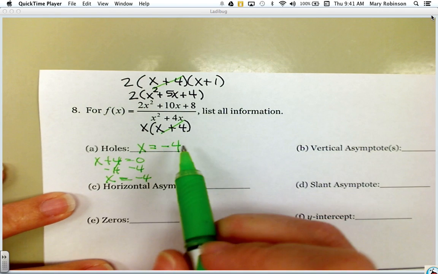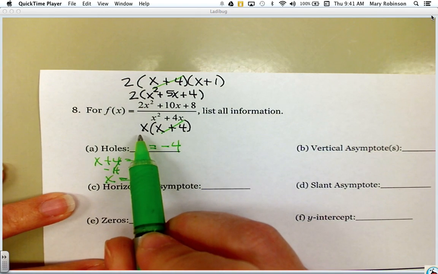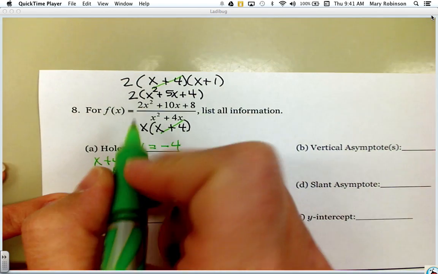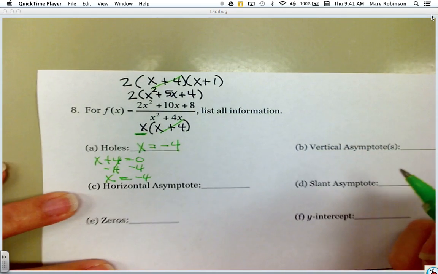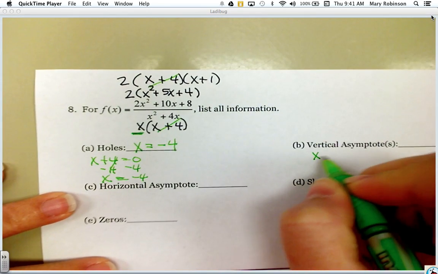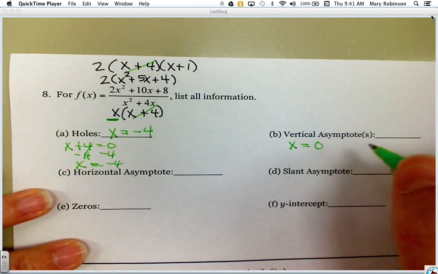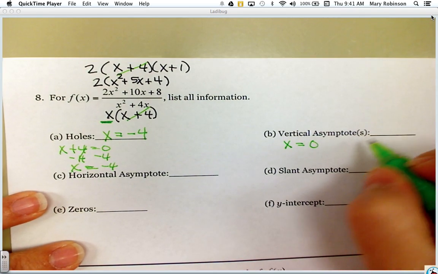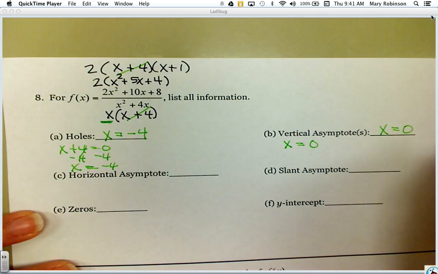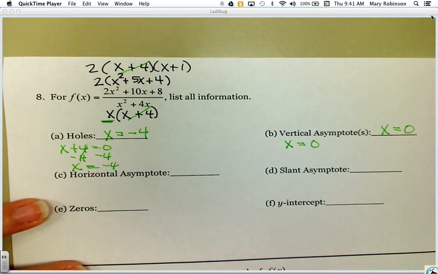We should also recognize that where the factor does not cancel, in this case x, is where we'll have the vertical asymptote when we set that factor equal to 0. There's nothing to solve, but if there were, then we would solve it. So we have a vertical asymptote here at x equals 0.